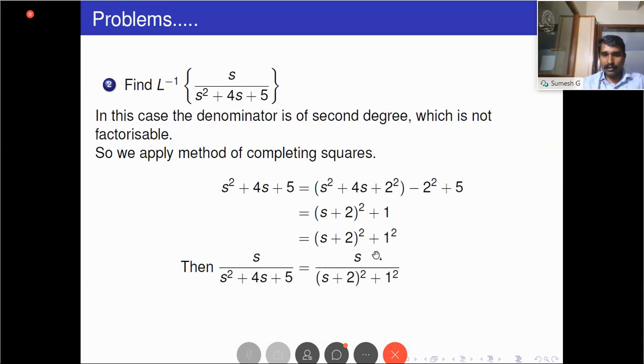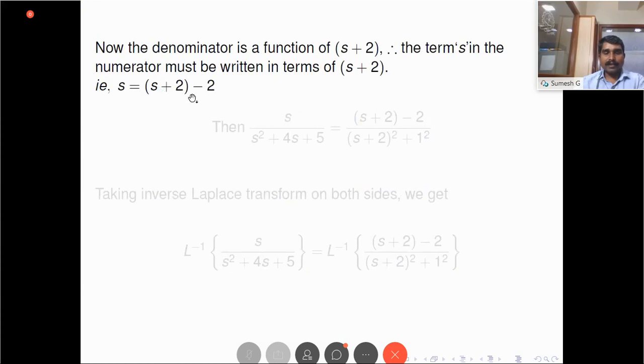Again, one more condition we have to note. In this case, the denominator is a function of s plus 2 and the numerator contains the variable s. So to apply the concept of inverse using shifting property, the whole function must be of the form f of s plus a or a function of s minus a. Here denominator is s plus 2. So s in the numerator also must be converted into s plus 2. So first we convert s into s plus 2. So it can be written as s equal to s plus 2 minus 2.